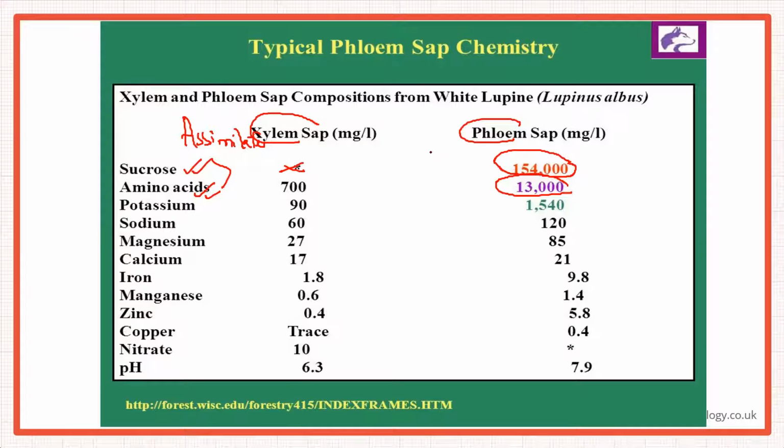In the paper, if you're writing down the answer, make sure you use both of them, sucrose and amino acid. Please do not write sucrose only or amino acid only; write both together, and you'll get the full credit then. You can look at the other minerals as well, but please make sure you focus on these two.